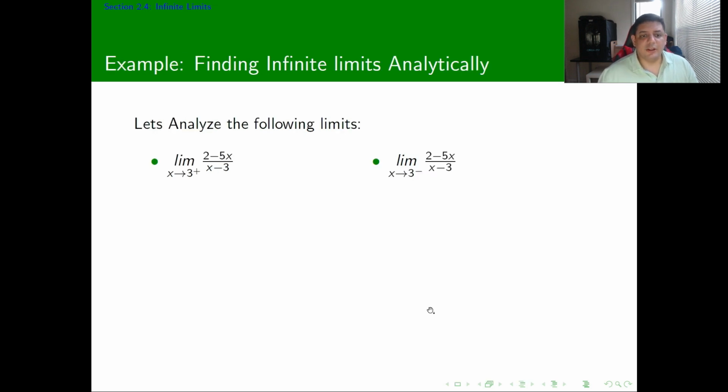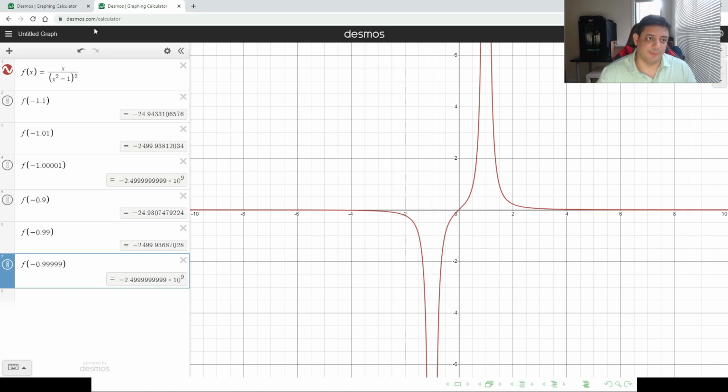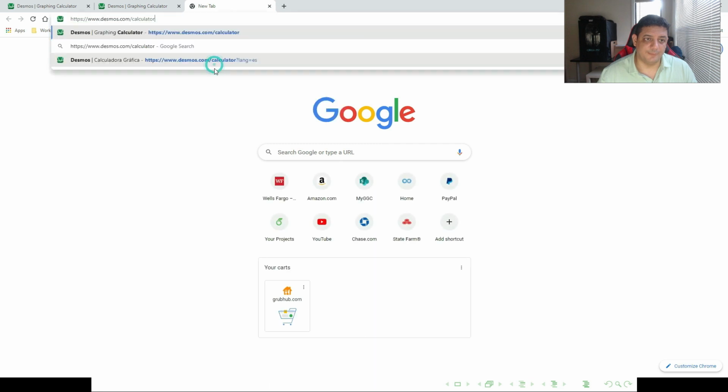Now let's take a look at another couple of examples, and for that I'm going to actually use the calculator since it's a little bit easier that way to create a table.